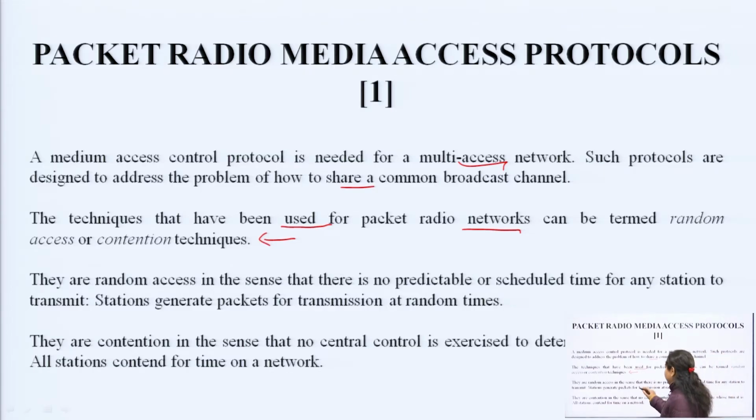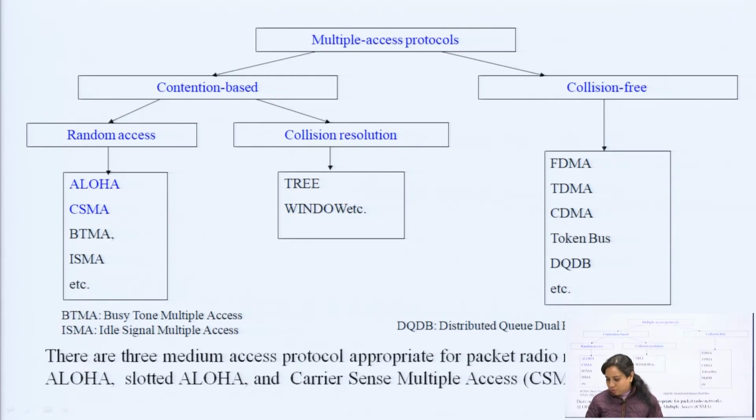They are random access in the sense that there is no predictable or scheduled time for any station to transmit. Stations generate packets for transmission at random times. They are contention in the sense that no central control is exercised to determine whose turn it is. So, all stations contend for time on the network. This is the characteristic of the packet radio media access protocol.